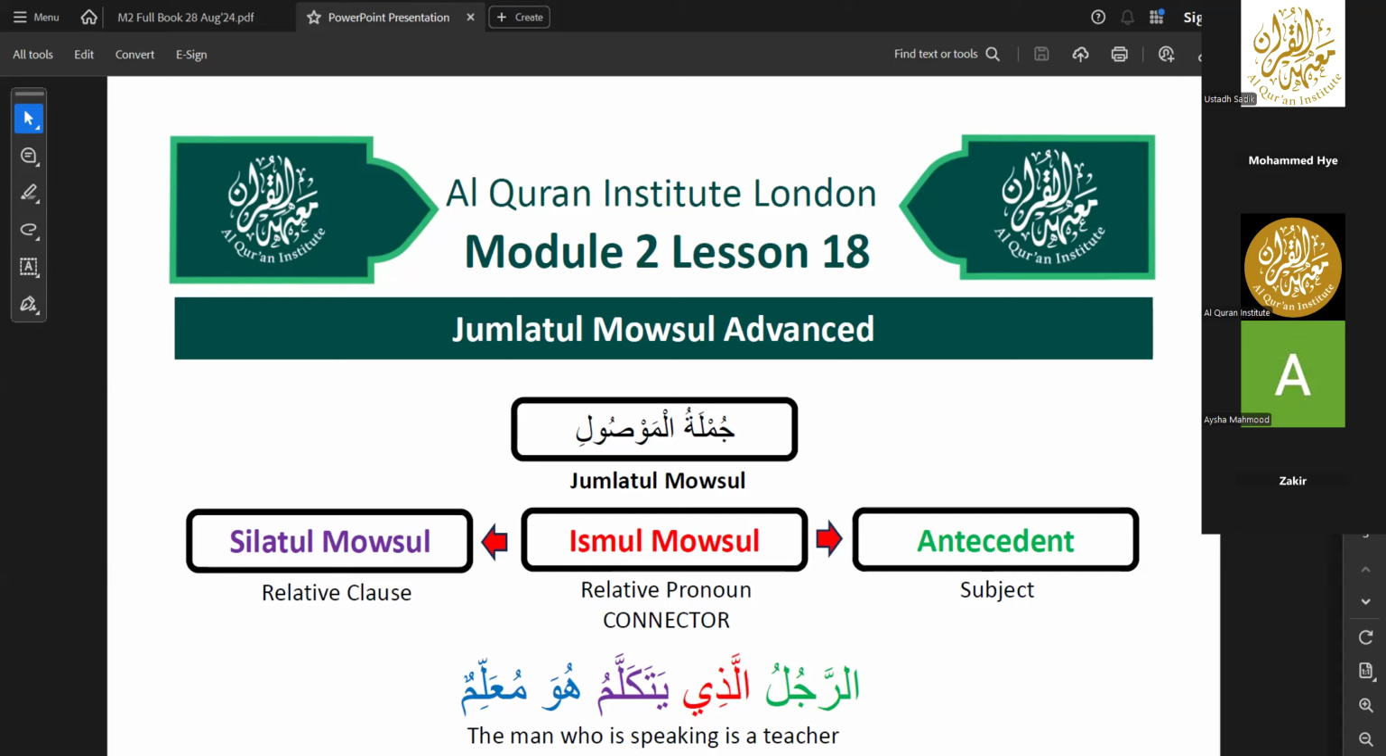The Ism Mawsul is also connected to something called the antecedent. Don't be scared by this terminology. It just means the subject, the definite noun. The Ism Mawsul, as you know, is the connector. The word would often be something like alladhi, alladhina, man, ma, etc. And as you know, alladhi means who, and in plural, alladhina. So that's the ismu mawsul, the connecting word.